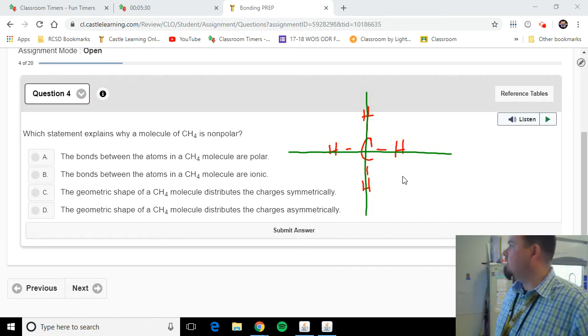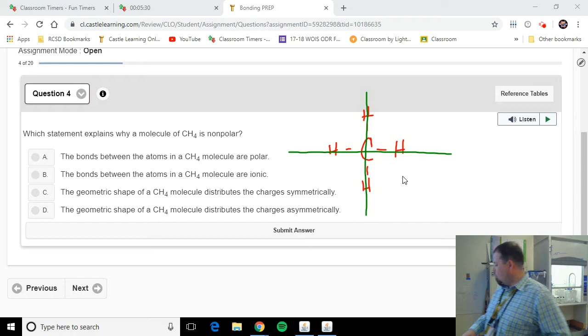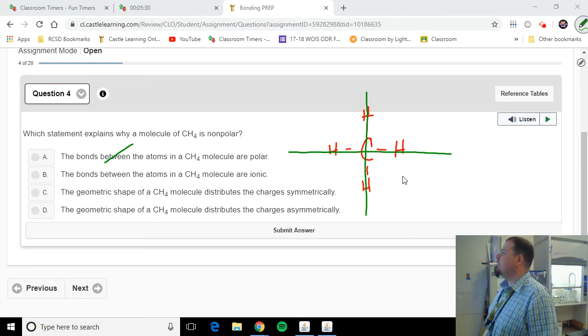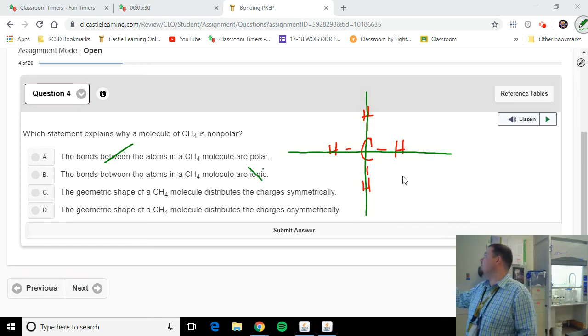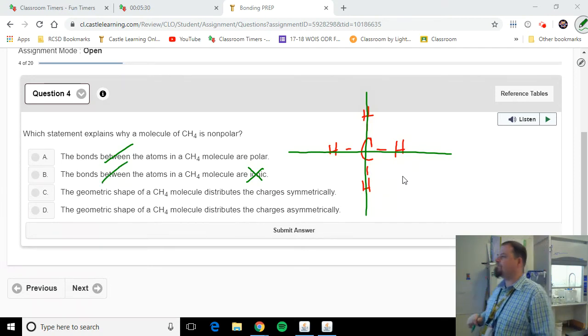Okay, so let's see. The bonds between the atoms of the molecule are polar. We learned that I can have polar bonds and then a nonpolar molecule. So there's nothing to do with the bonds. And then the bonds between the atoms are ionic. That's actually a false statement. They are not ionic because carbon and hydrogen are both nonmetals.